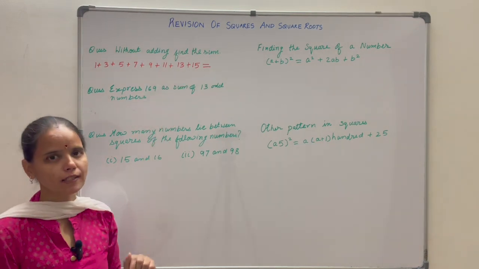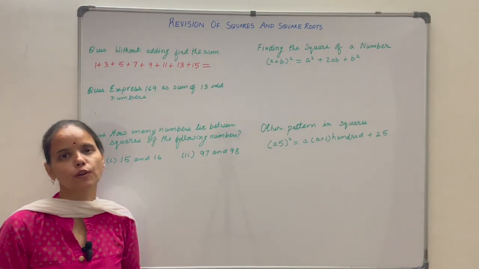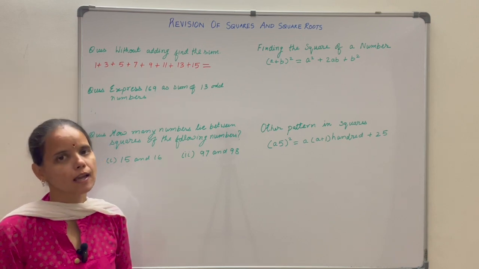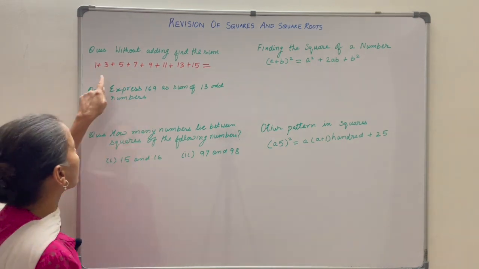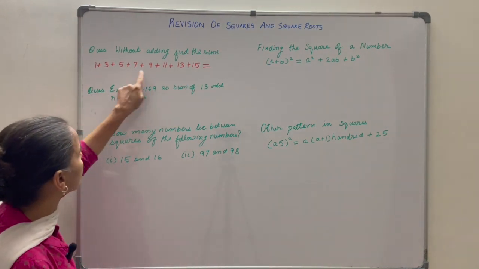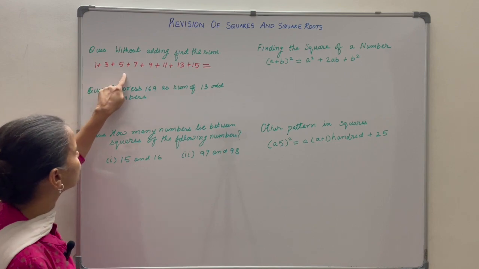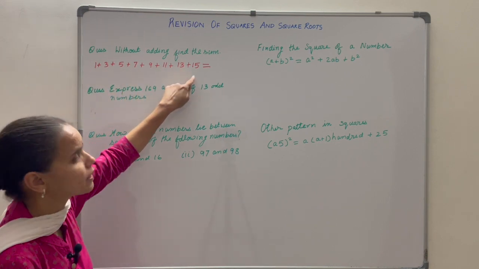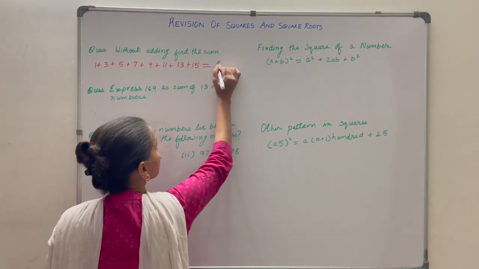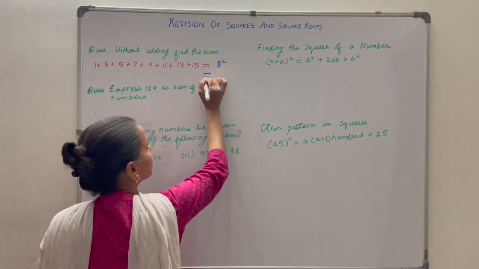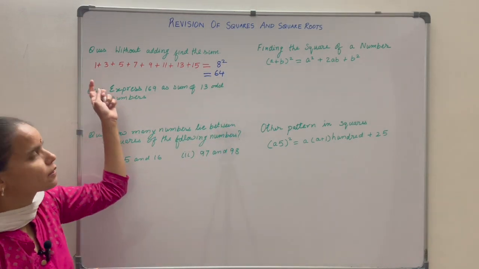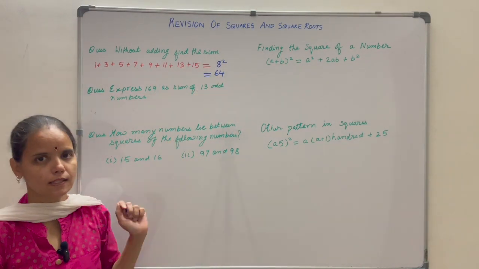Without adding, find the sum. Here we are going to use the concept that the sum of first n odd natural numbers is n square. So you are adding the odd numbers starting from 1 to 15. How many odd numbers are here? 1, 2, 3, 4, 5, 6, 7, 8. There are 8 odd numbers starting from 1. So this is 8 square. 8 square is 64. So the sum of all the odd numbers starting from 1 to 15 is 64.